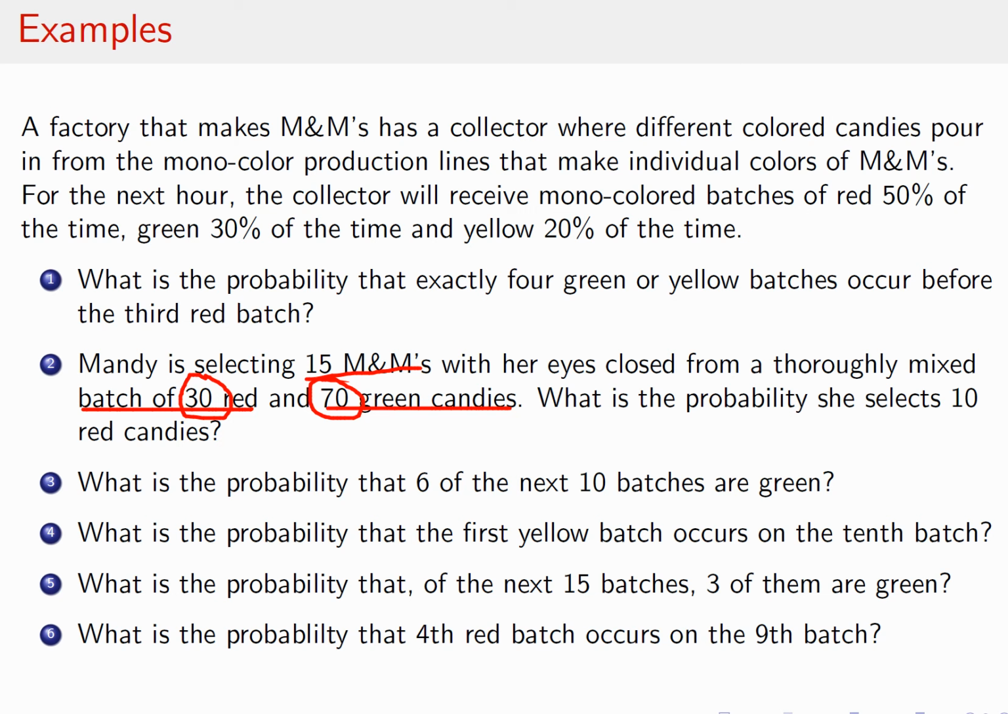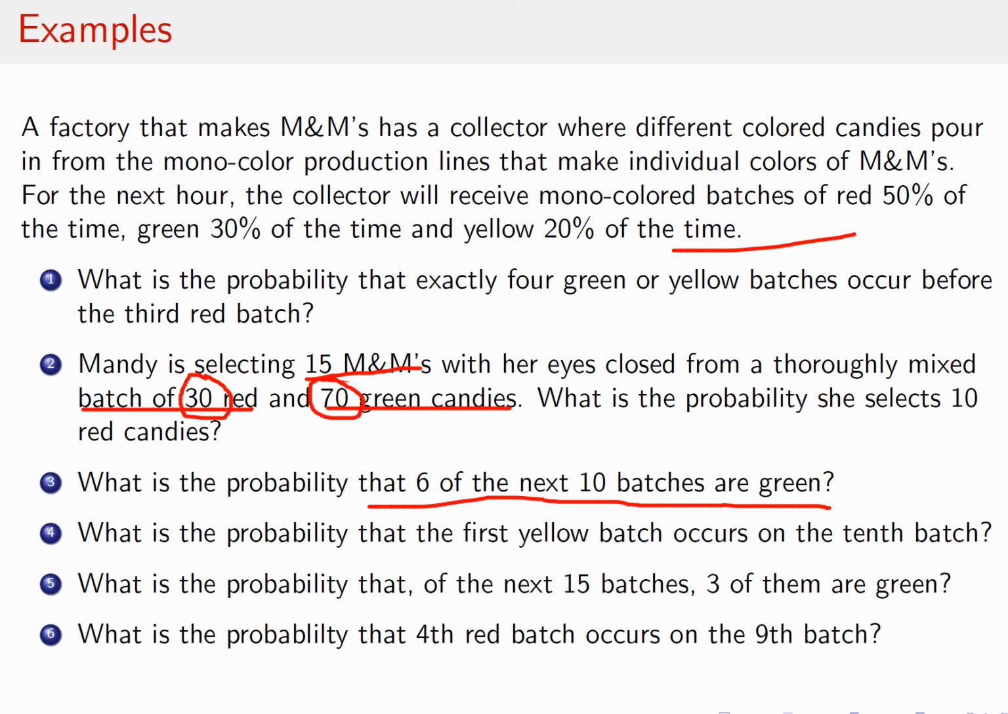So we have changing probabilities, fixed number of trials. That's hypergeometric. What is the probability that 6 of the next 10 batches are green? So we're back up in this situation. Okay, 6 of the next 10 batches are green. Probabilities are fixed and a fixed number of trials.